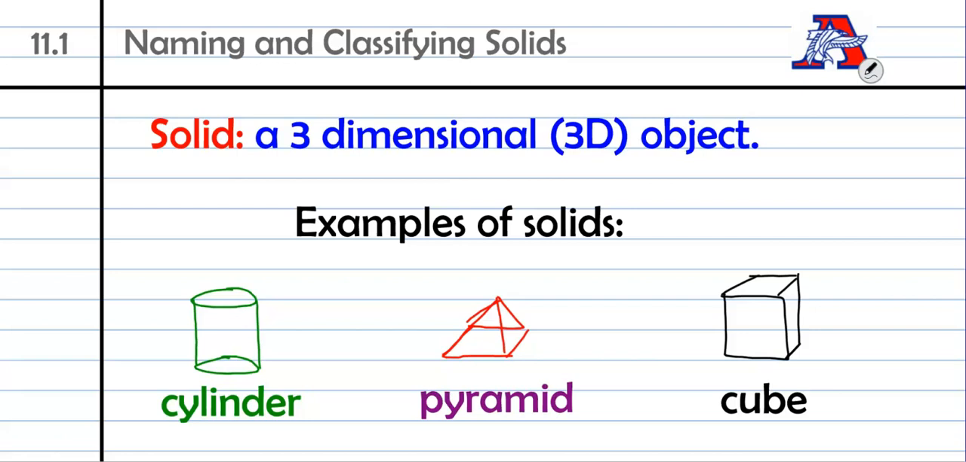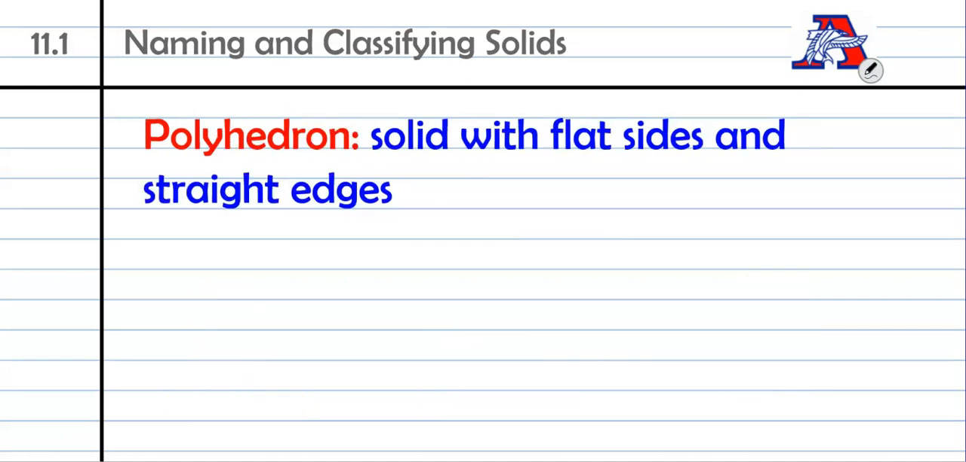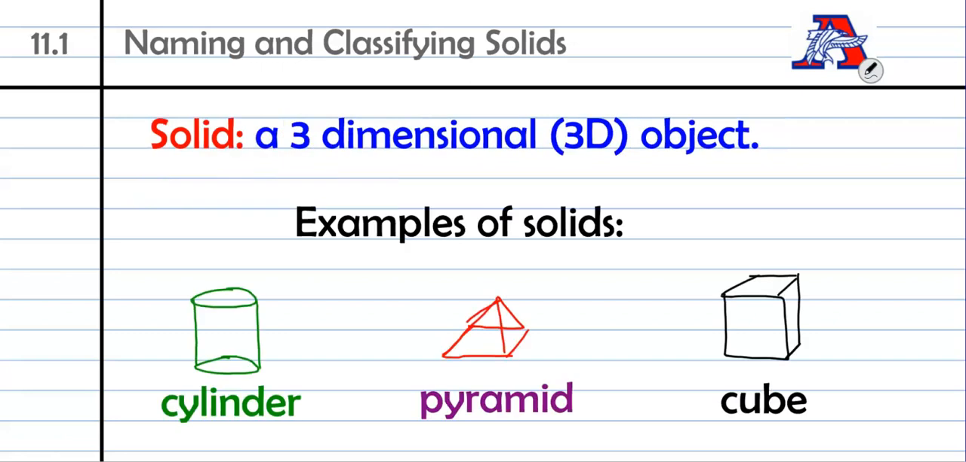Okay, now moving on to this fancier name. Polyhedron is a singular name for a solid with flat sides and straight edges. Polyhedra is the plural if you were talking about multiple solids, but a polyhedron is a solid with flat sides and straight edges. So if we go back and look at the solids we already drew, does a cylinder have flat faces and straight edges? No, it's got a circle here. That is not straight. So that is not a polyhedron.